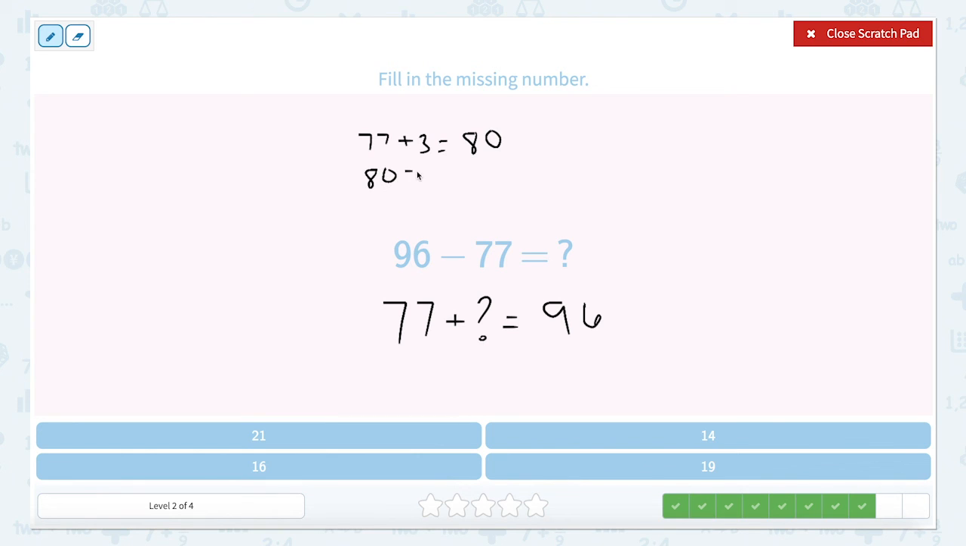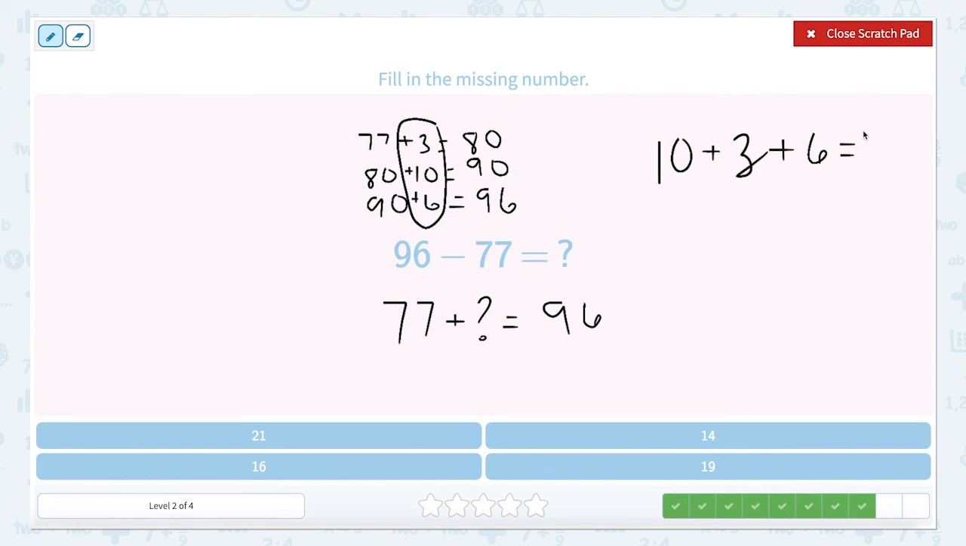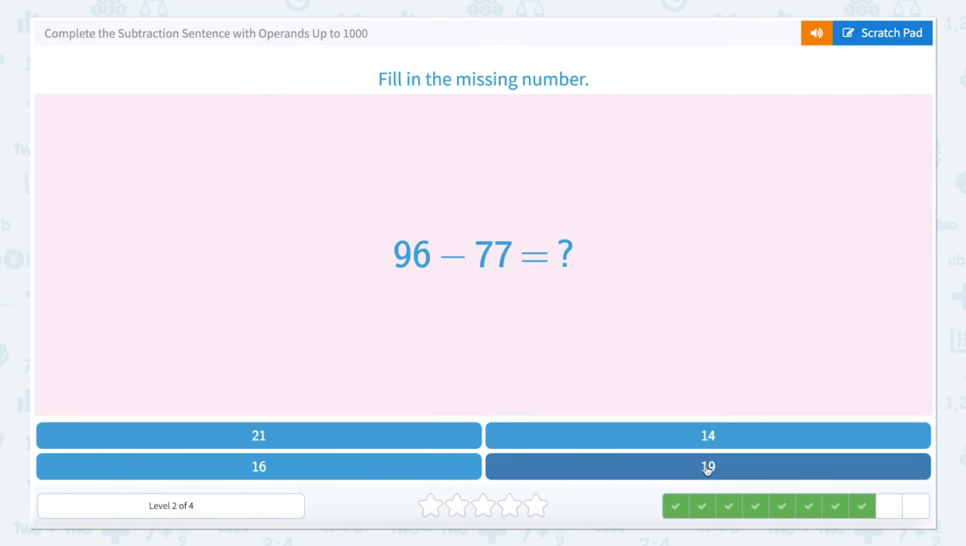So 80 plus 10 is going to give us 90. So now we're at 90. How many more do we need to add? 90 plus 6 will get us to 96. And so the way that we find out this missing number is we take all of these right here and we can add them together. So 10 plus 3 plus 6 is going to give us 19. Let's see, is 19 down here? It is. So let's close that scratch pad. Let's hit 19 and move on to our final question.